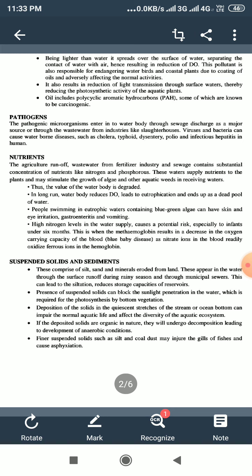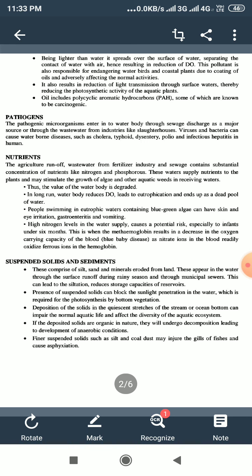Next is pathogens. The pathogenic microorganisms enter into water bodies through sewage discharge as a major source or through the wastewater from industries like slaughterhouses. Viruses and bacteria can cause waterborne diseases such as cholera, typhoid, dysentery, polio, and infectious hepatitis in humans.